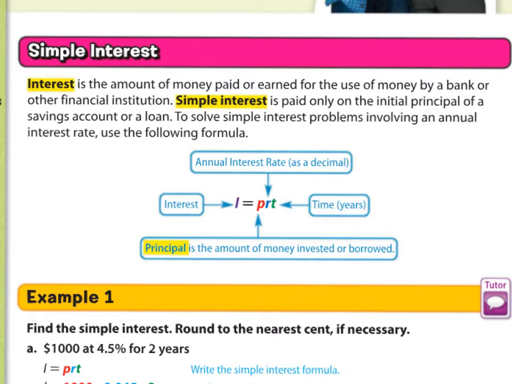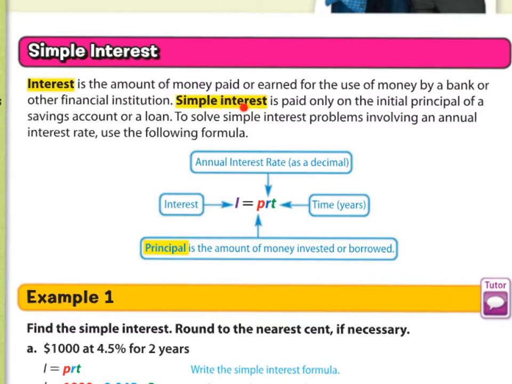Let's take a look at the formula for this lesson. And what is simple interest? Well, interest is the amount of money paid or earned for the use of money by a bank or other financial institution, like WFCU or a credit union. Simple interest is paid only on the initial principal of a savings account or loan. To solve simple interest problems involving an annual interest rate, use the following formula.